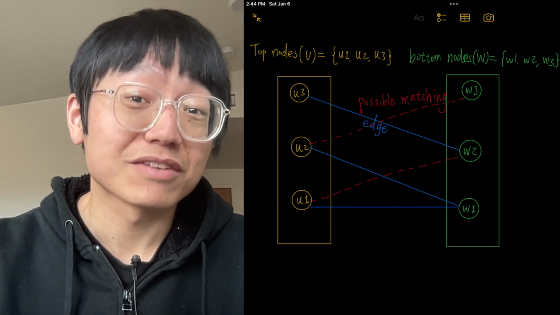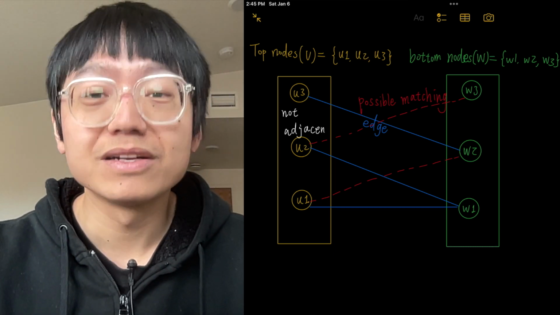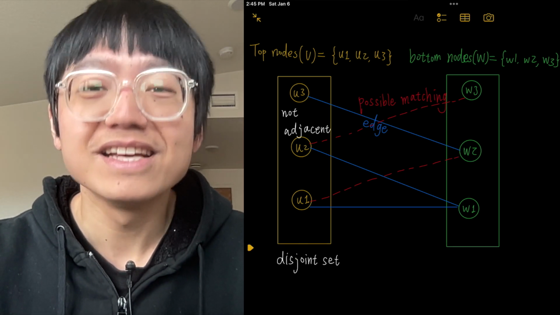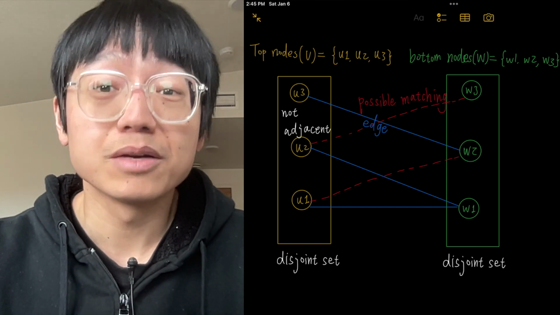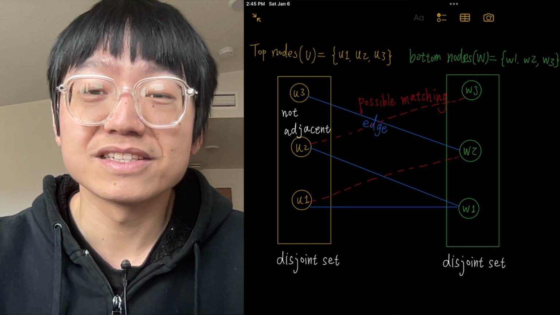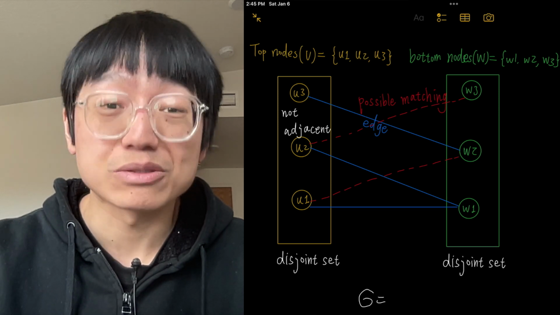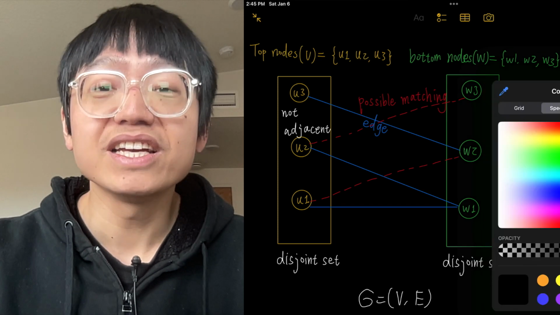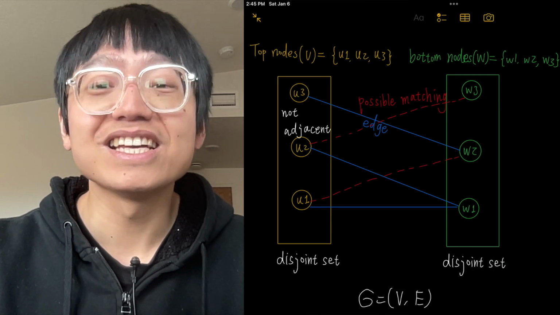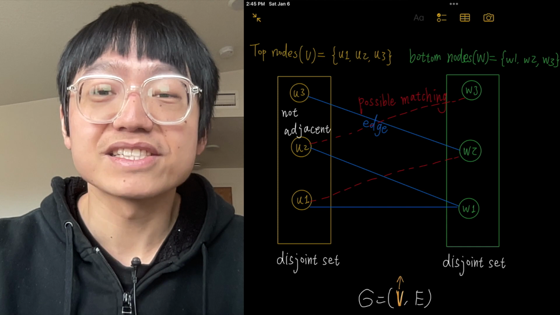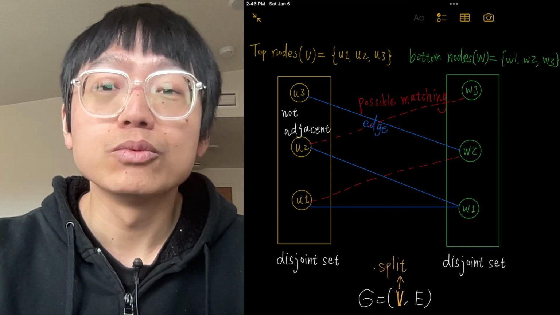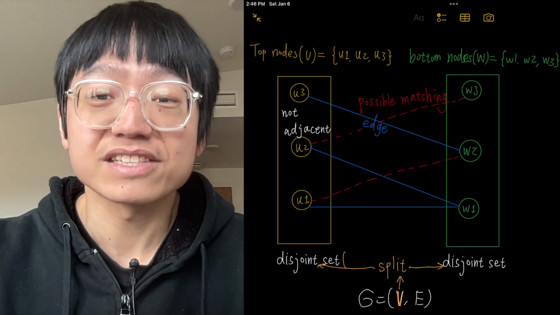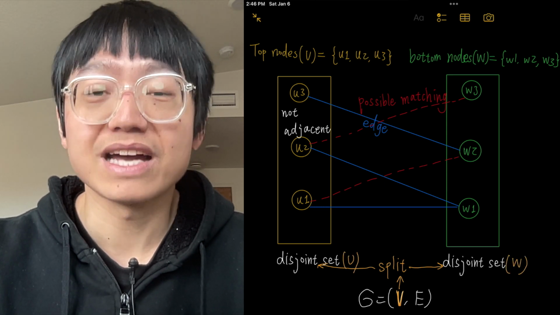A bipartite graph is a special kind of graph where the set of vertices can be divided into two disjoint sets such that no two vertices within the same set are adjacent. In this simple bipartite graph, graph G consists of V and E, where V is the set of vertices and E is the set of edges. The vertices can be split into two sets, which are U and W, such that every edge connects a vertex in U to a vertex in W.